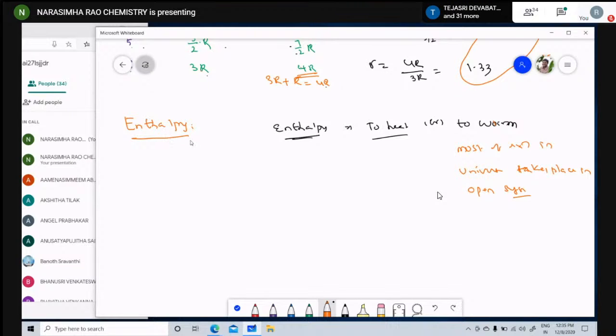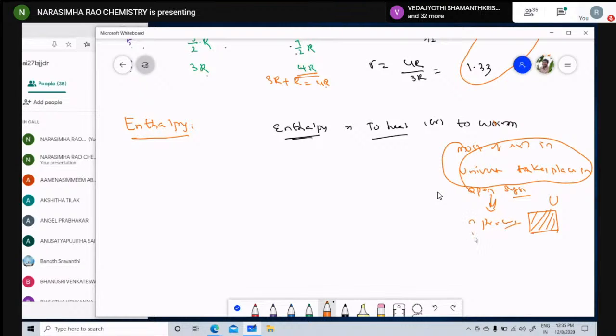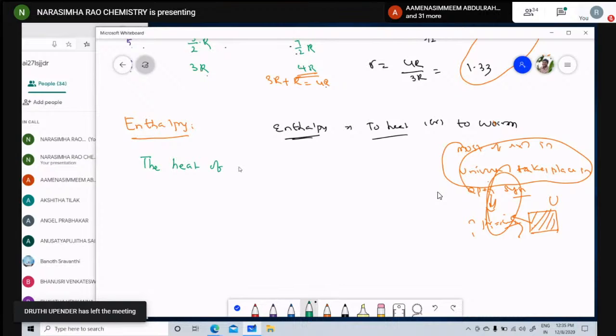But we know heat exchange in a closed system means the heat contained by a body at constant volume. Constant volume means the volume is constant, a closed vessel, and that is called internal energy. But what about the open vessels? For open vessels, pressure is constant. That's why a term is introduced, that is enthalpy. Now, enthalpy means the heat contained by a body or system, the heat of a system.